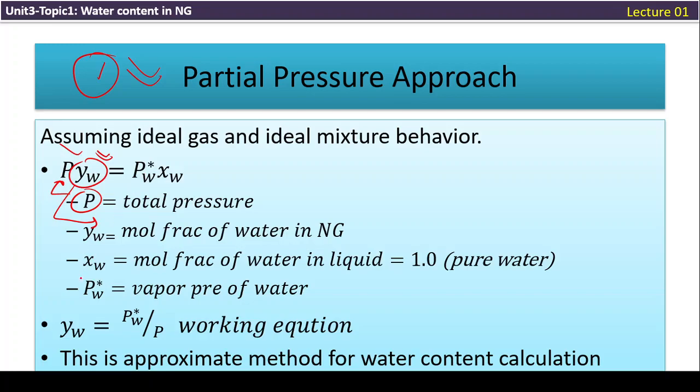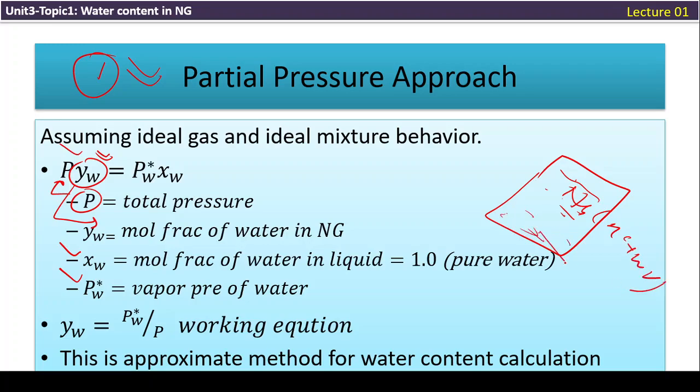P star_W is basically the vapor pressure of the water at the given pressure and temperature. X_W is the mole fraction of water in the liquid phase. In the natural gas system, hydrocarbons are there plus water vapor. If a liquid is there, this liquid is pure water, because natural gas cannot be condensed in the liquid phase at normal temperature and pressure. So X_W becomes 1.